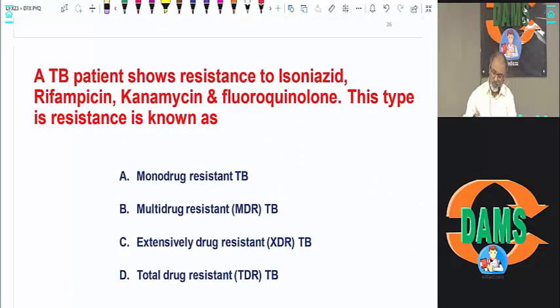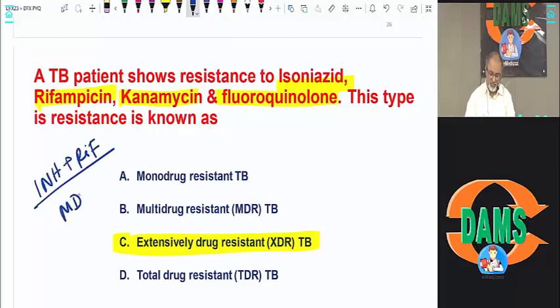TB patient shows resistance to isoniazid, rifampicin, kanamycin, fluoroquinolones. It is called what? XDR TB. Only isoniazid and rifampicin, we call it MDR. This is XDR.